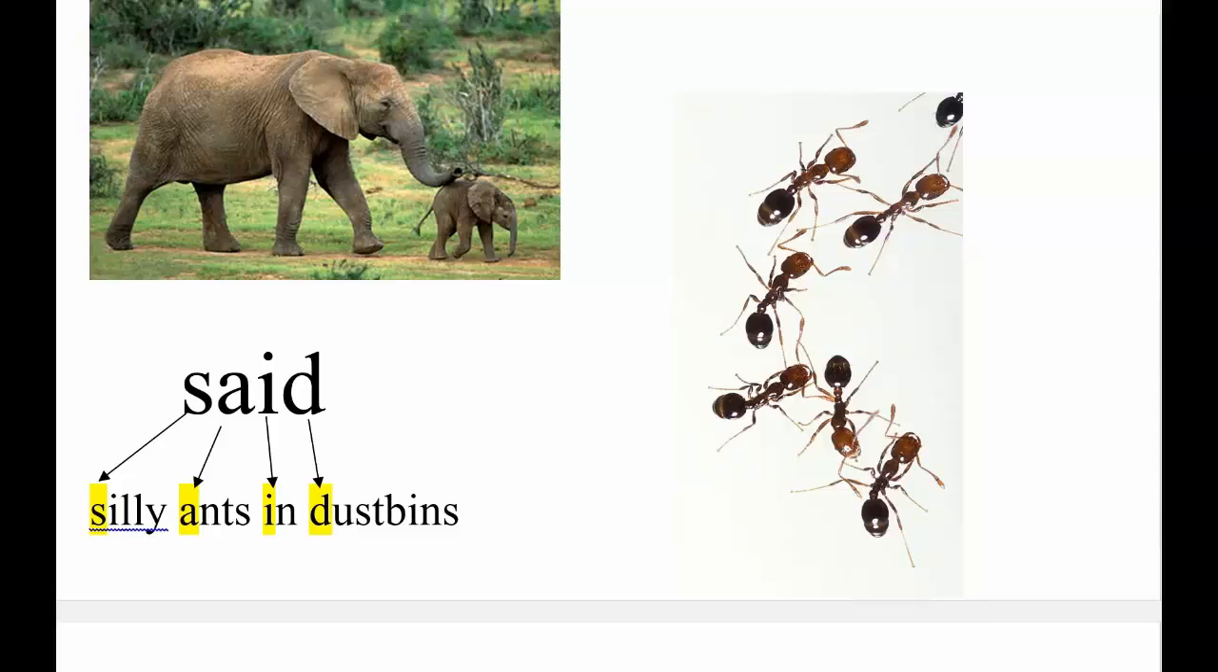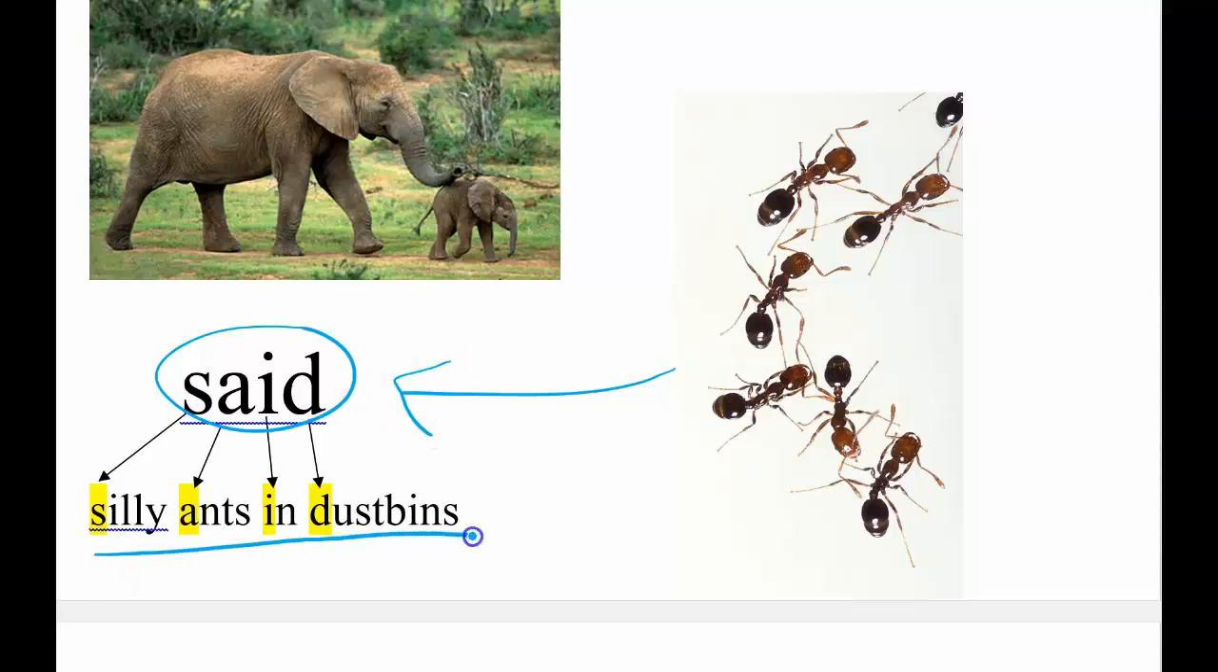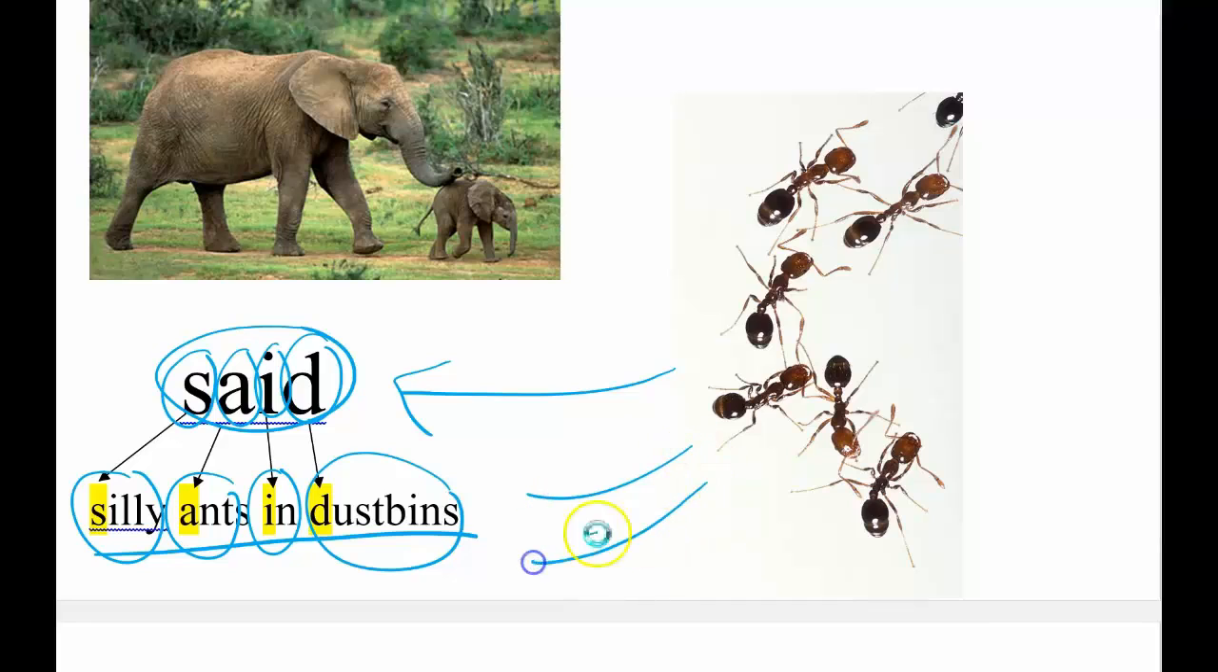Another example of a mnemonic is the word said, again, which is not very easy to spell. We can make up a little rhyme. Silly ants in dustbins. S for silly, A for ants, I for in, and D for dustbins. Lots of silly ants in dustbins.